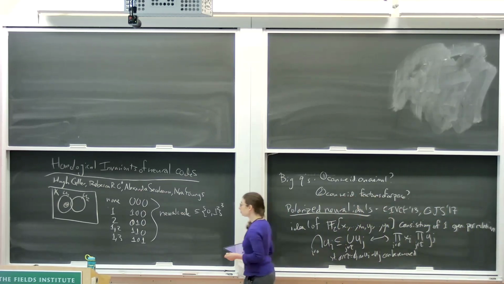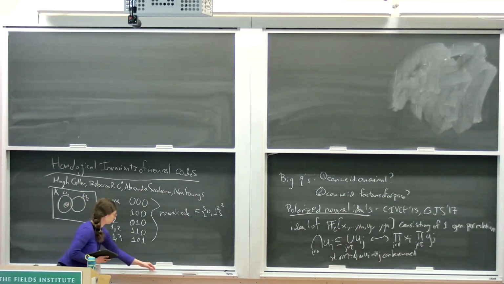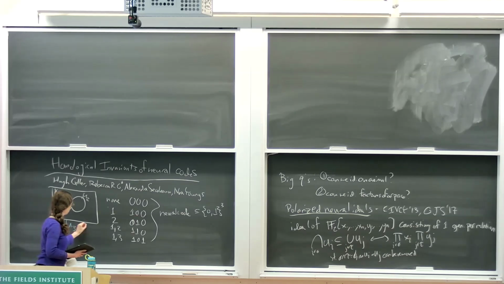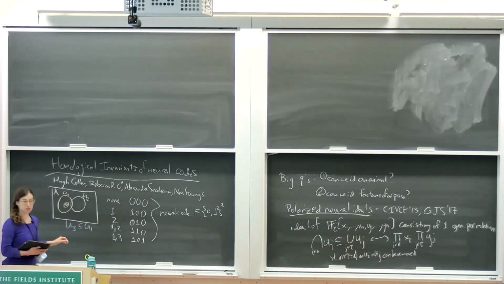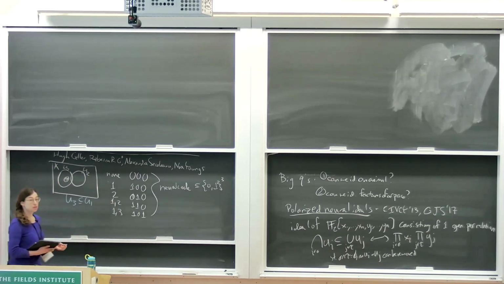So for example, if we look at this one, we've got one of our relations is that U3 is contained in U1. Is this still visible or is it too low? Too low. Okay, I'll put it up. So U3 is contained in U1, and that's going to give us the generator X3 Y1.